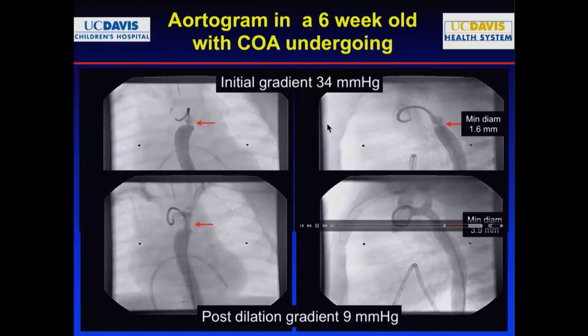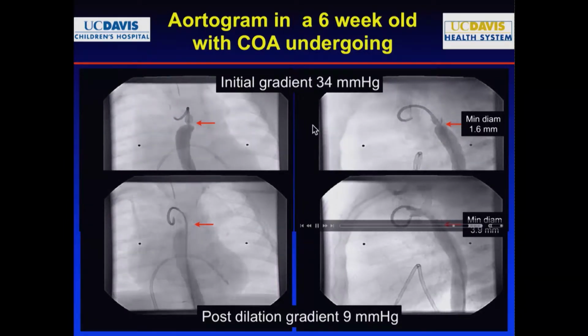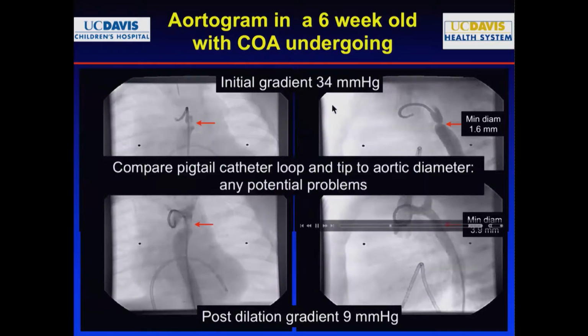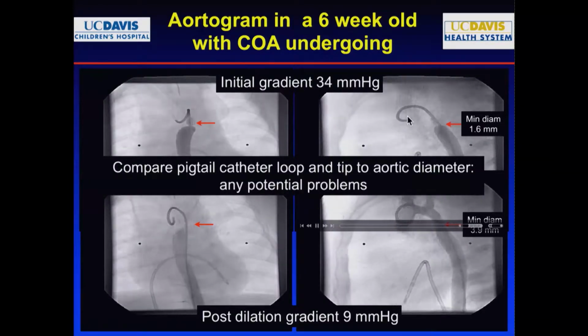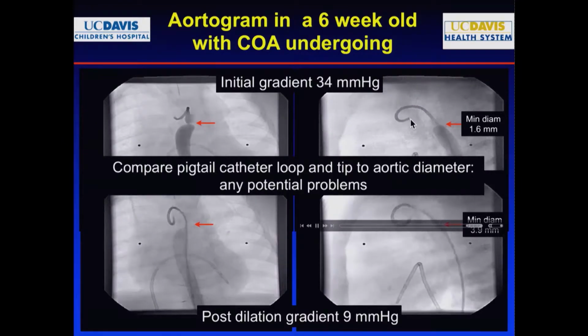The point of the slide is look at the pigtail. How does the pigtail look to you when you see this in a 6-week-old new baby? Look at it. First of all, the loop of the pigtail is bigger than the vessel walls. It can't even fold back to itself.